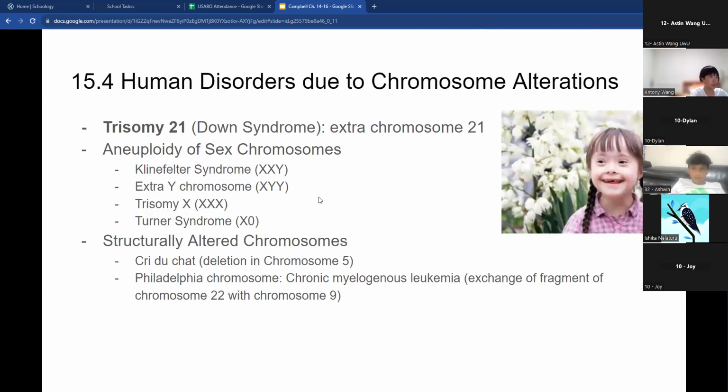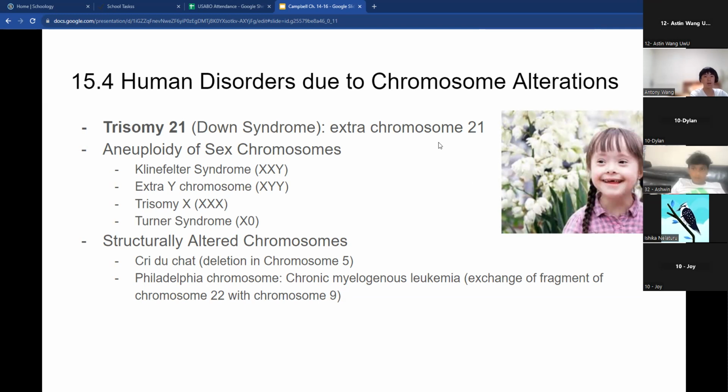Human disorders due to chromosome alteration. First one, notably, like I said, Down syndrome is trisomy 21. People with Down syndrome have unique facial features and some intellectual disability, but many lead lives that aren't that different, and they're contributing members of society.